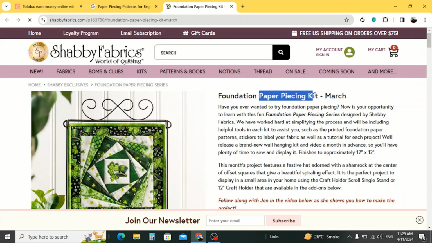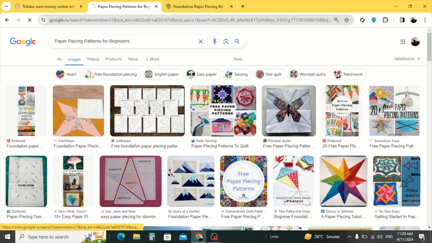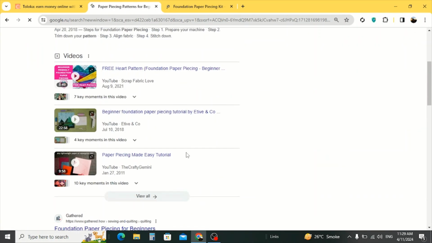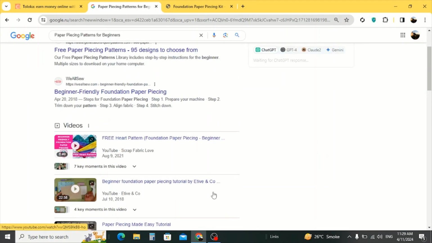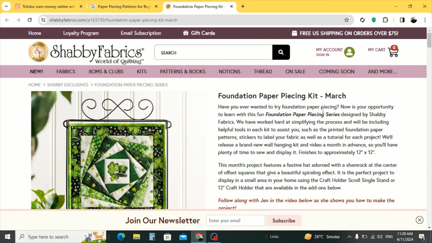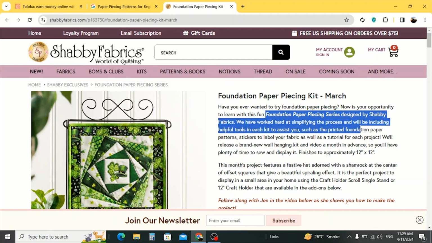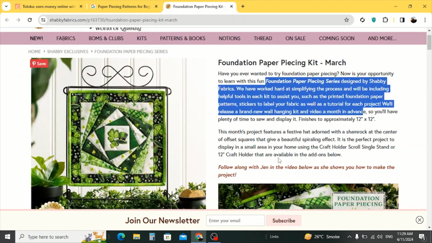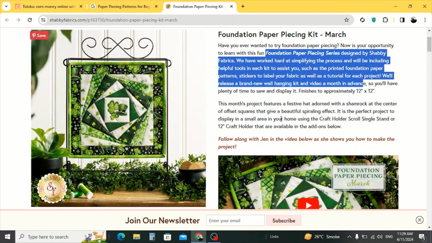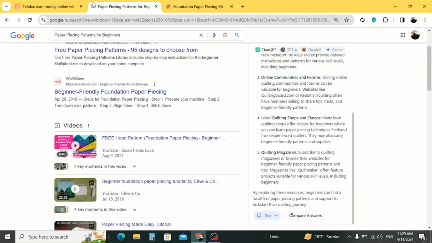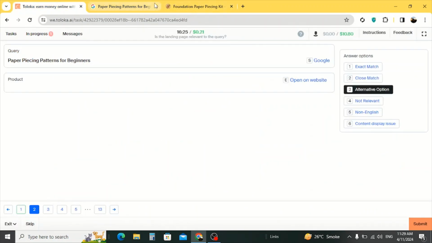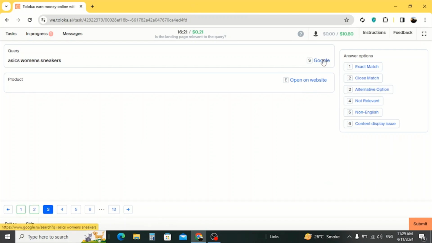Okay, and here is a paper piercing kit. The user is asking for patterns, and what is offered is a kit. Learn from this foundation paper piercing series designed by Shabby Fabrics. So it is a complete kit. So it is an alternate option because the user would find it helpful for the same purpose.